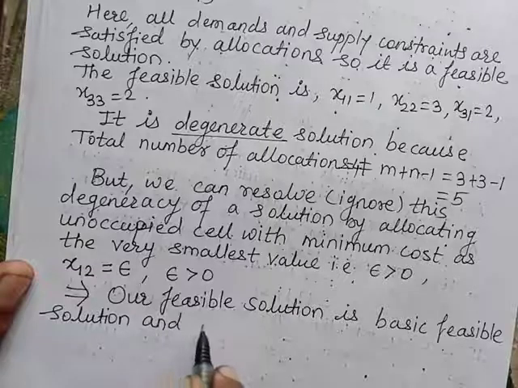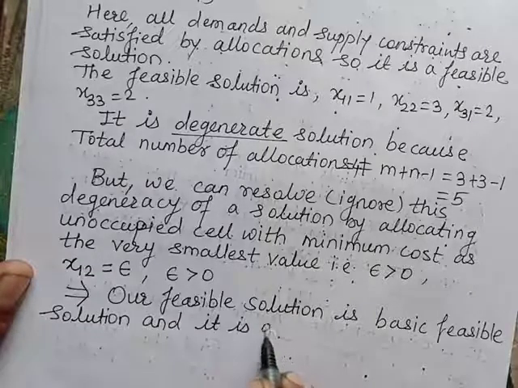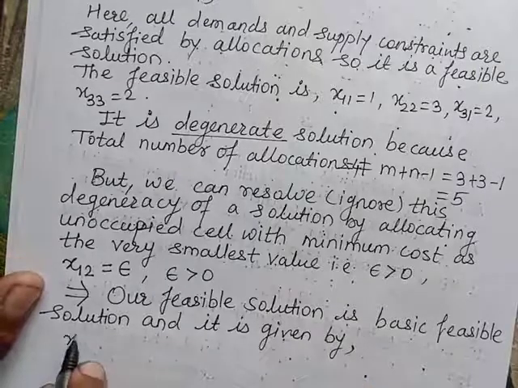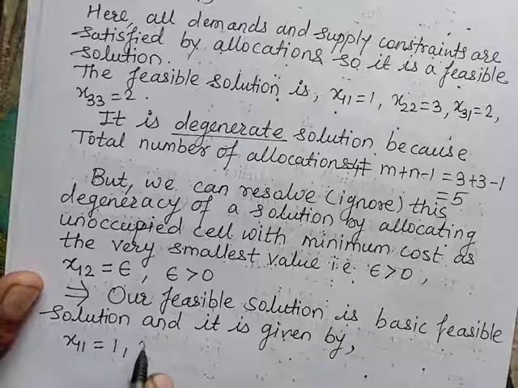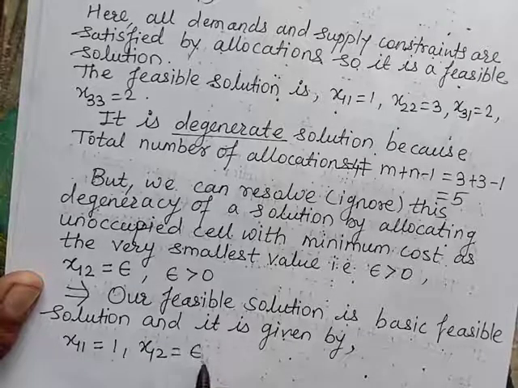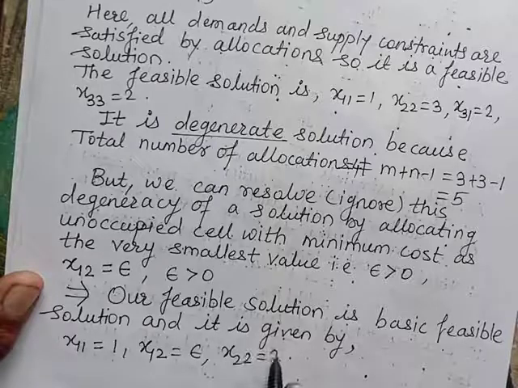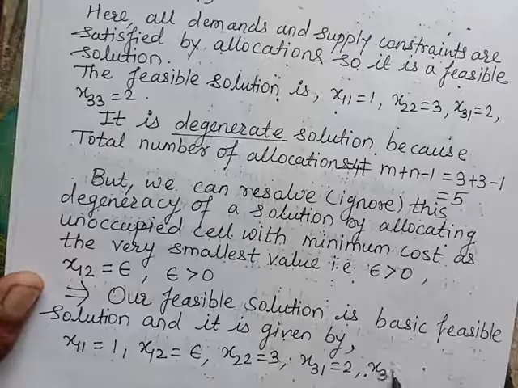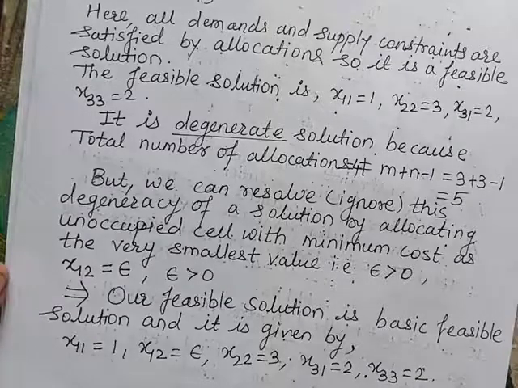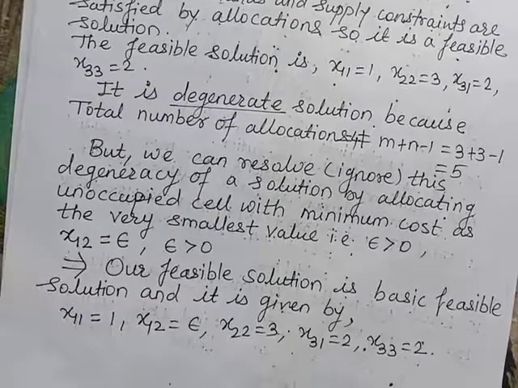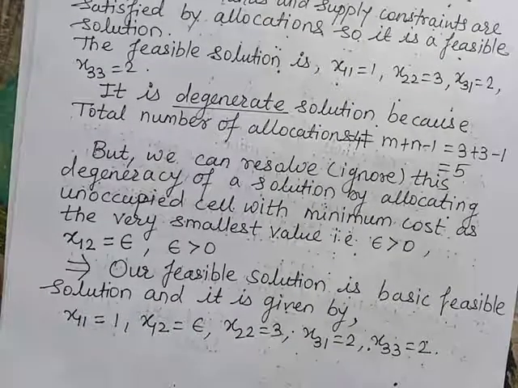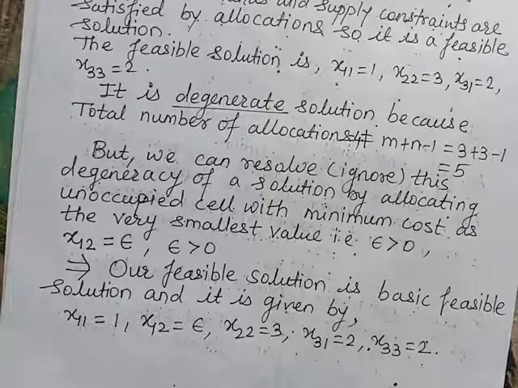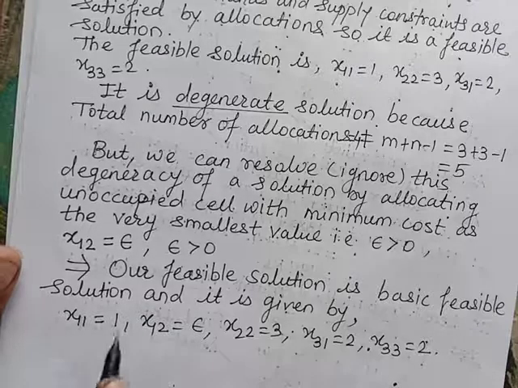And it is given by x11 equal to 1, x12 equal to epsilon, x22 equal to 3, x31 equal to 2 and x33 equal to 2. So as such, 5 allocations we can form, that is equal to m plus n minus 1. So it will become a basic feasible, non-degenerate solution. So as such, the degeneracy can be ignored.